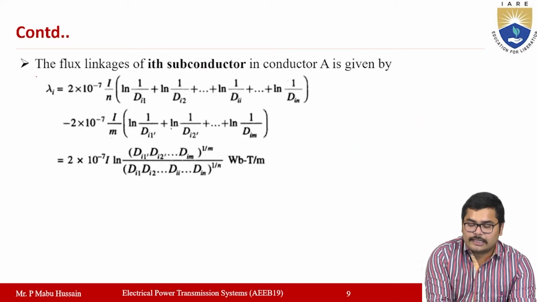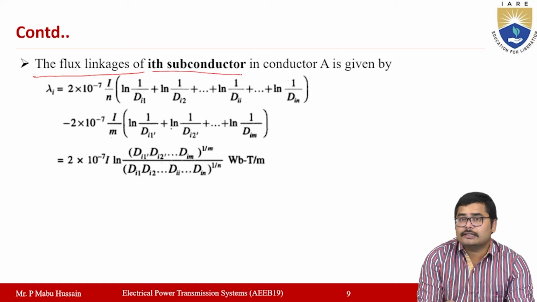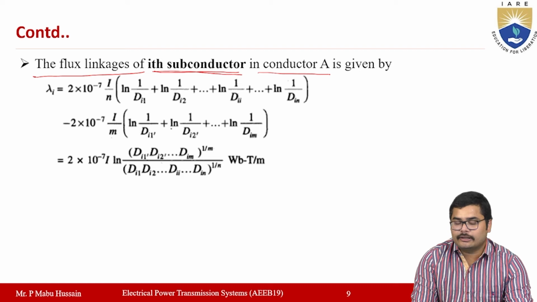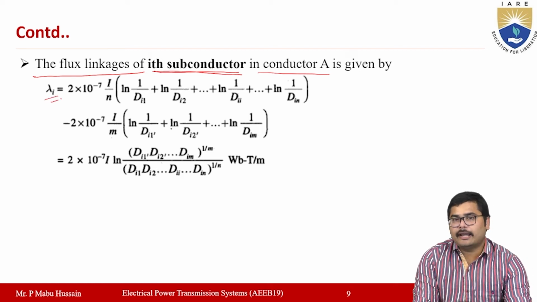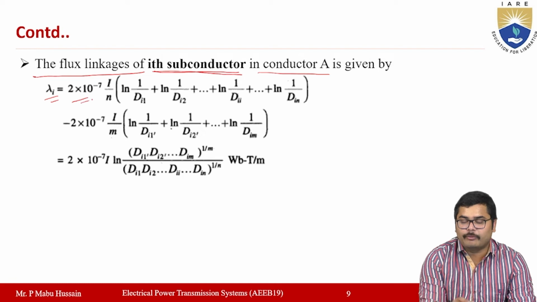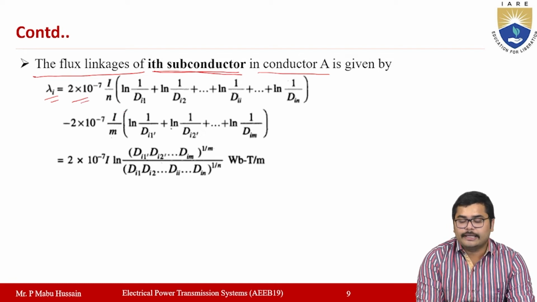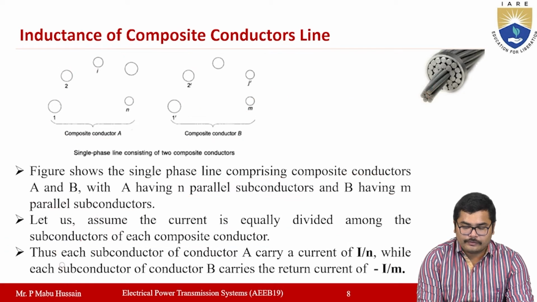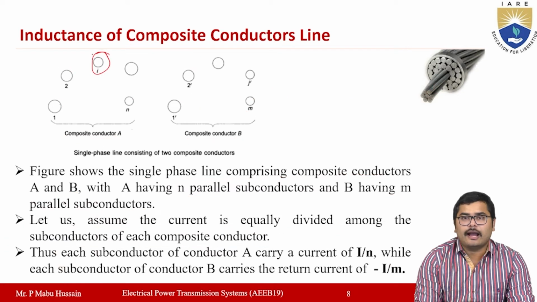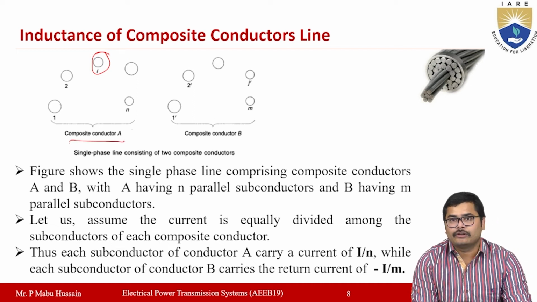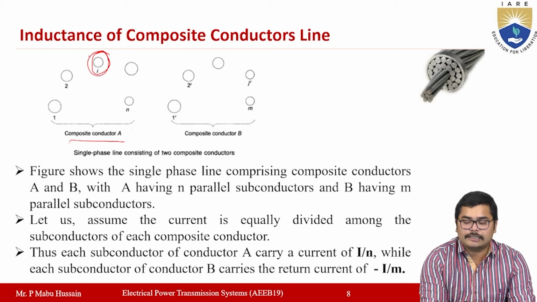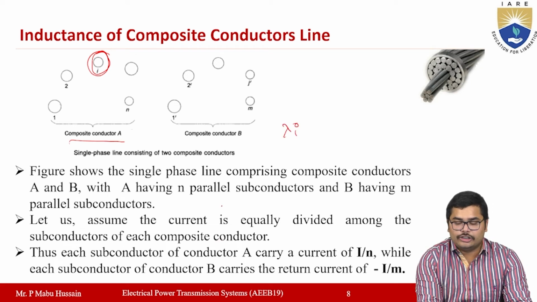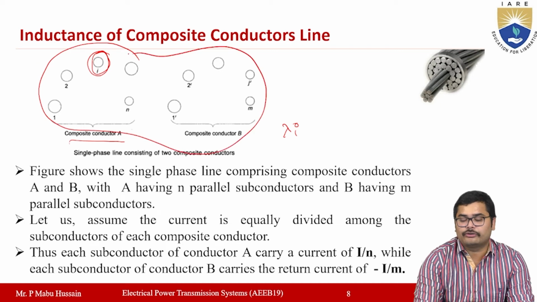The flux linkages of the ith subconductor in composite conductor A will be given as lambda i, which will be equal to 2 into 10 power minus 7 into I by n. Here we are considering the subconductor i in composite conductor A, and we are developing the flux linkage equation for this conductor i.